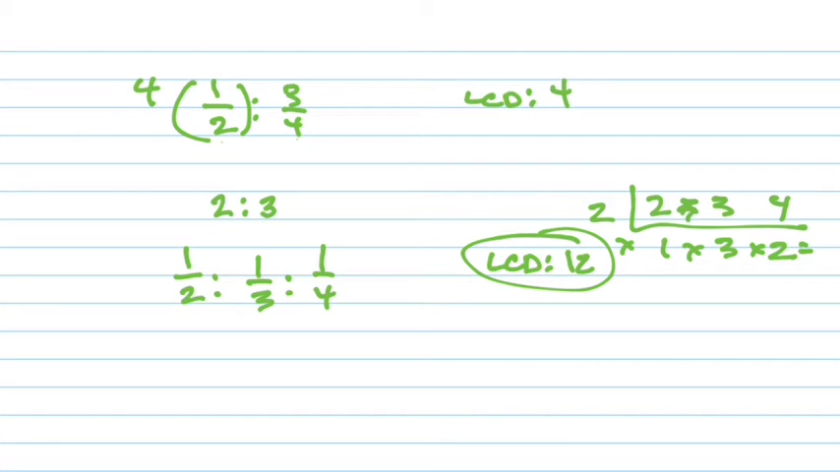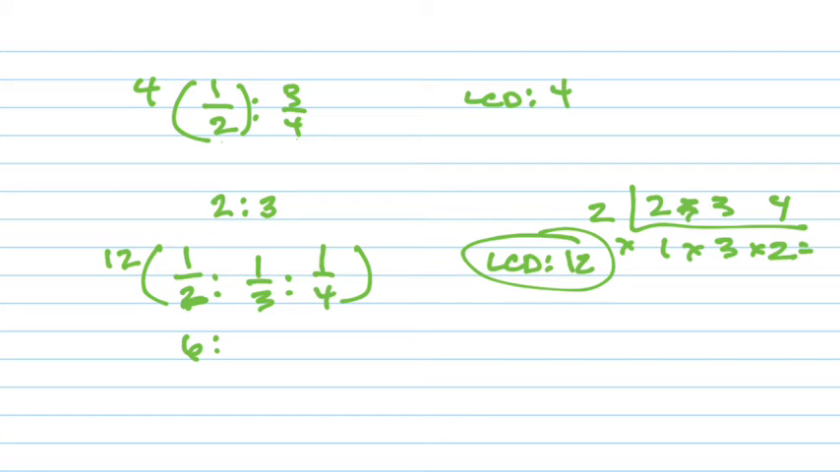Now we're going to multiply each one of them by 12. So I'm going to just put a 12 on the outside and multiply. That means multiply times all of them on the outside of a bracket. We're doing that divide then multiply pattern. So 12 divided by 2 is 6, times 1 is 6.